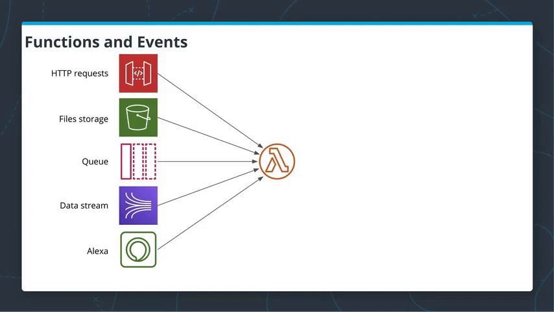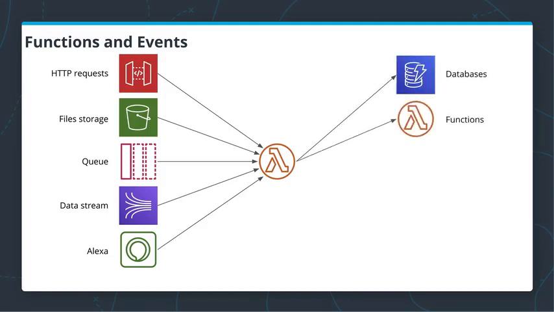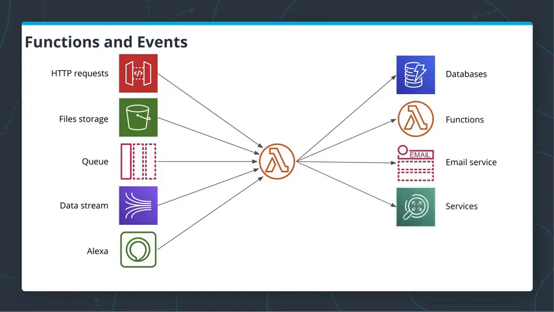Now, our functions can't just run in a vacuum. They can use outside resources when they're called. Lambda functions can use resources like databases. They can call other functions. They can send emails. They can call other services that we've discussed a few slides before. And they can just call HTTP APIs. So this is pretty much normal code that can be executed when something happens in the outside world.